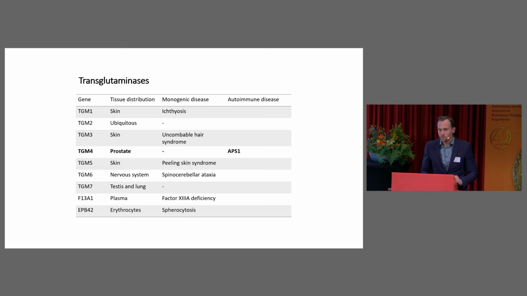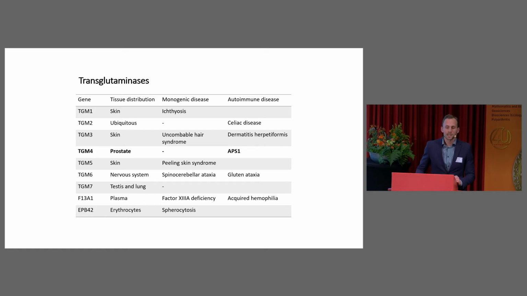And what we were intrigued to learn is that APS1 is not the first autoimmune disease, but instead this is just one of many existing examples. The most known, of course, being celiac disease, characterized by autoantibodies targeting tissue transglutaminase, TGM2. So that is, of course, something that we use routinely for diagnosing these patients.